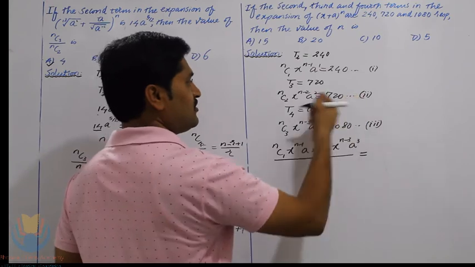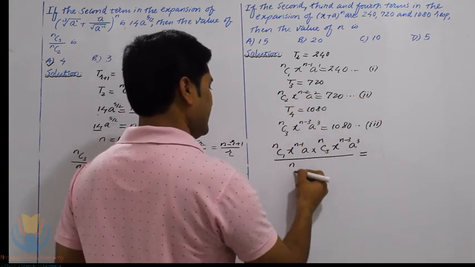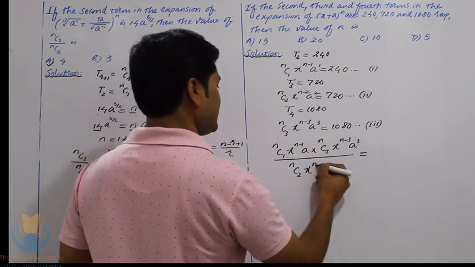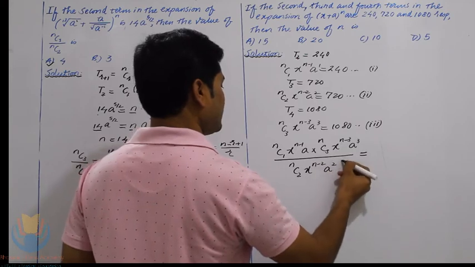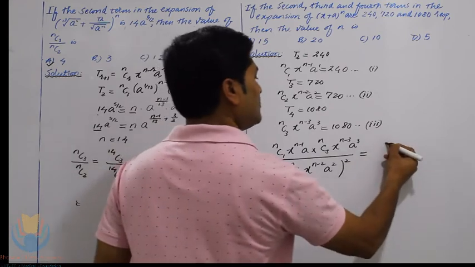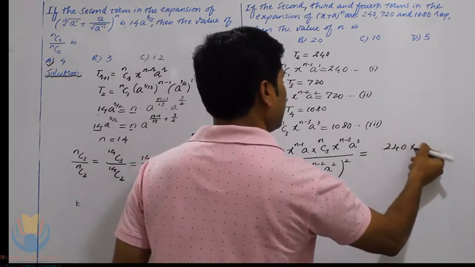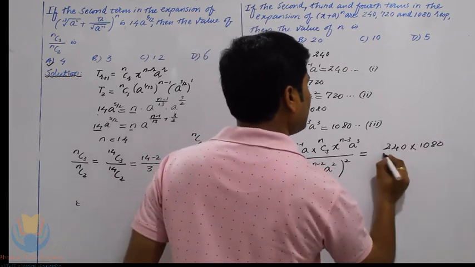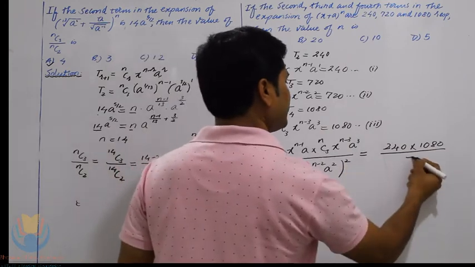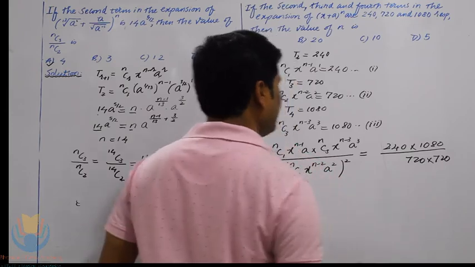by the square of the LHS of equation 2. So this is nC2 into x raised to n minus 2 into a square, and that whole squared. The same thing will be there on the right hand side. So the multiplication of the right hand side of equations 1 and 3, and to that product we have to divide the square of the right hand side of equation 2, that is 720 squared, or 720 into 720. So let's simplify the same.